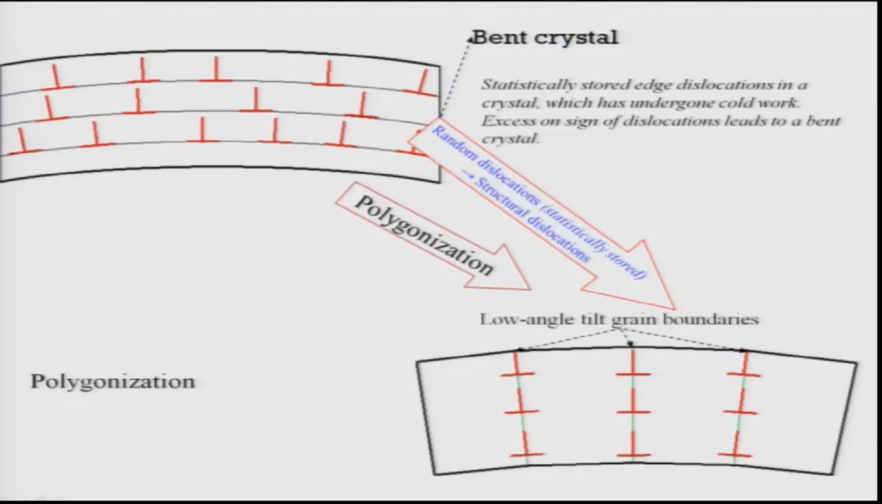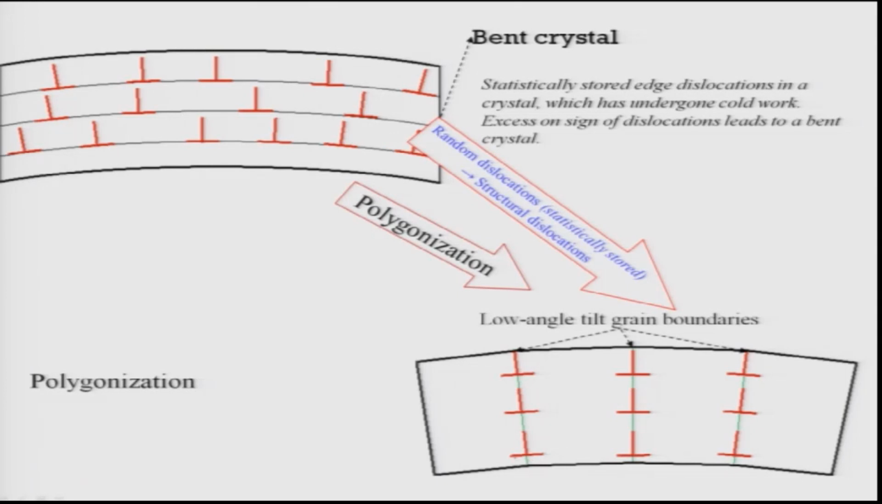So what is polygonization? Okay, let us look at it in a very brief way. You know that in a deformed material, you have a lot of energy, plastic deformation energy or strain energy stored in terms of dislocations. These are all dislocations of the same type, edge dislocations of the same type. Now statistically stored edge dislocations in a crystal can lead to a huge amount of stored energy, and this is the reason for the decrease in ductility. So now what can these dislocations do? These dislocations can easily arrange on top of each other.